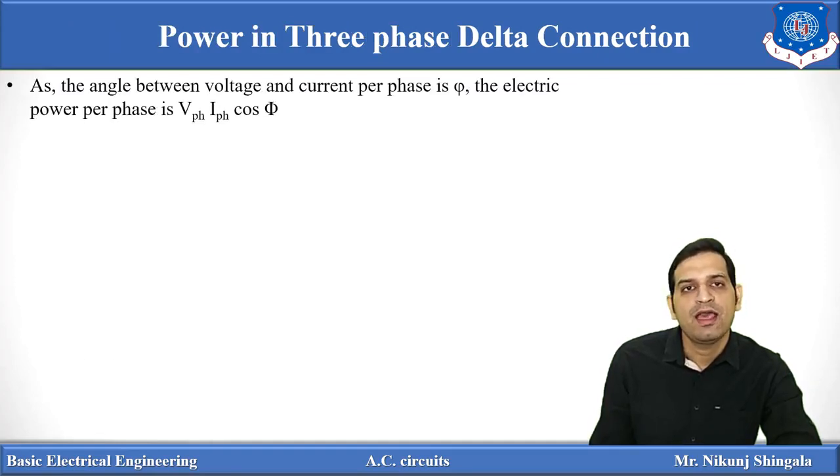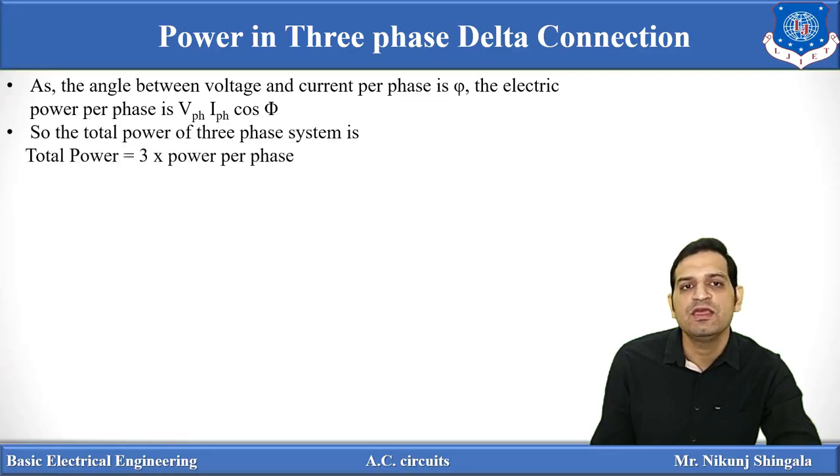Now as the system is balanced, the angle between phase current and phase voltage will be phi. So the electric power per phase will be V phase I phase cos phi. This is actual power, active power. Now the system is balanced, so the power in all phases will be equal. So the total power for a three phase system is given by 3 into power per phase, so 3 into V phase I phase cos phi.